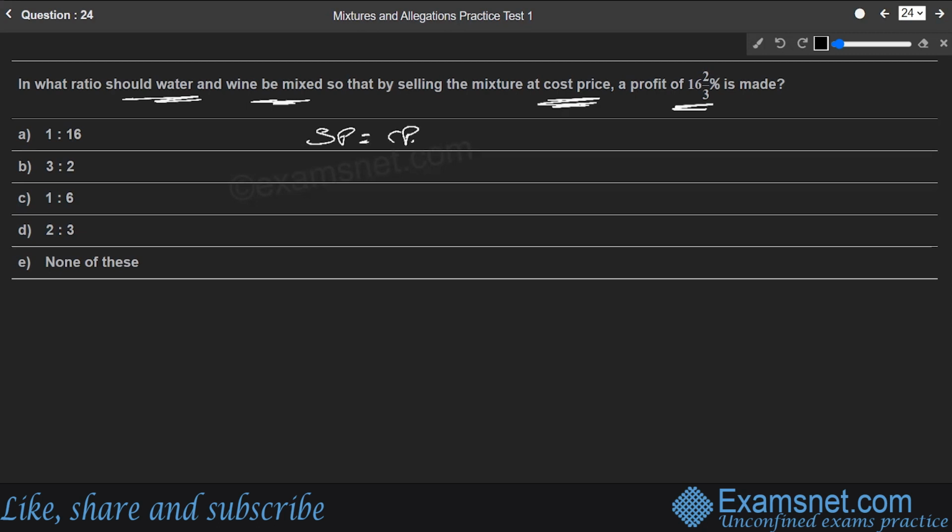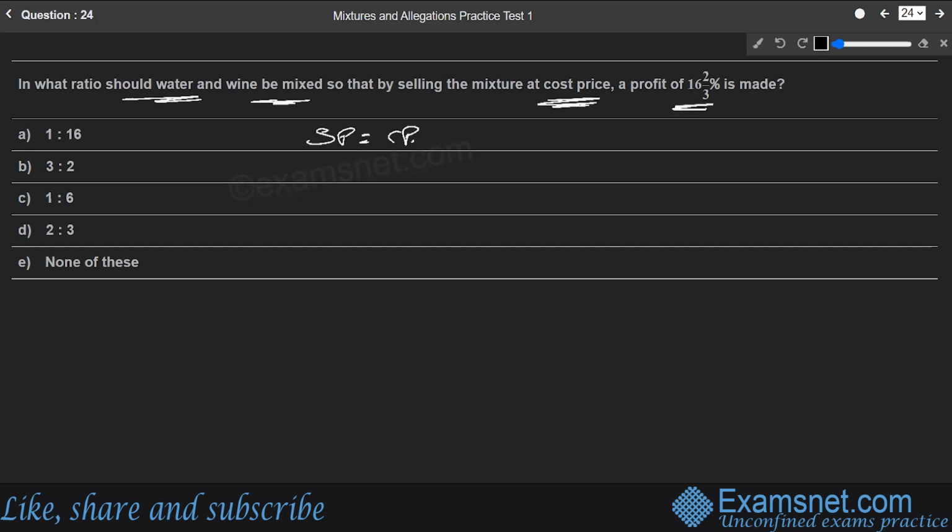So if the selling price is equal to cost price, and if you don't increase the quantity by mixing something free into it, then you will have no profit and no loss. But if you mix something free into it, the total volume will increase, and whatever quantity you have mixed into it, which was free to you, that quantity's price will be your profit only.